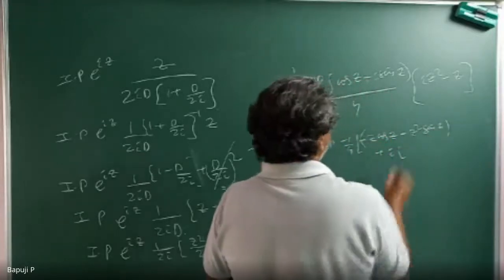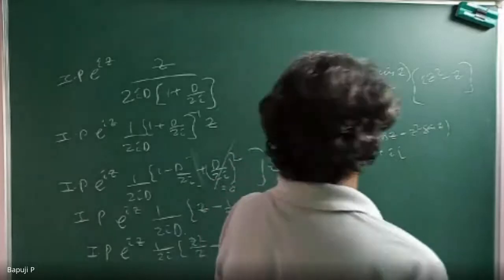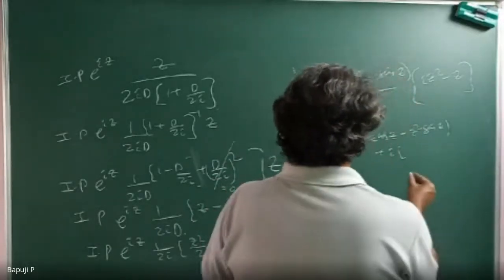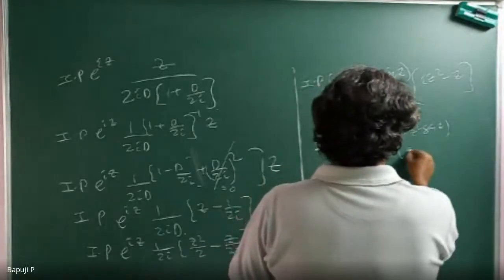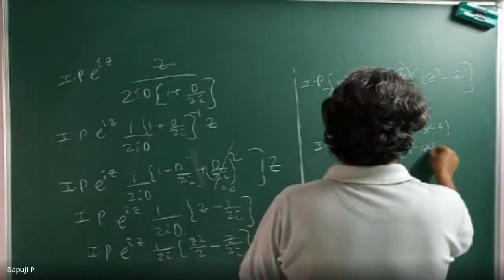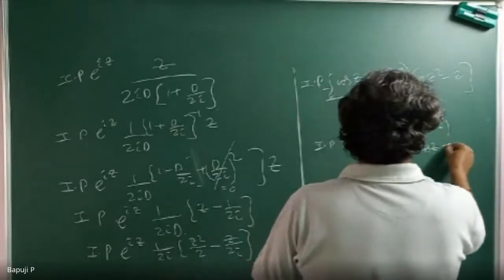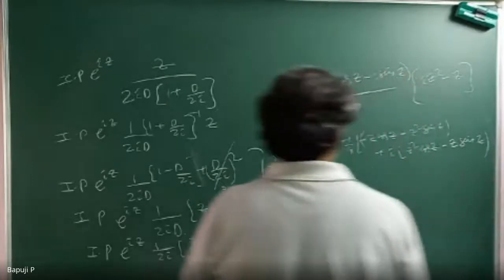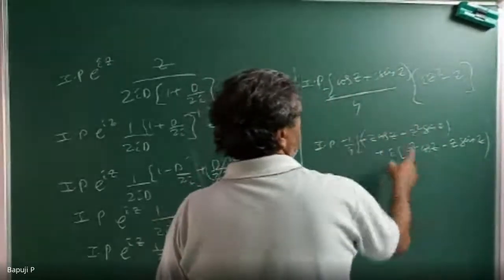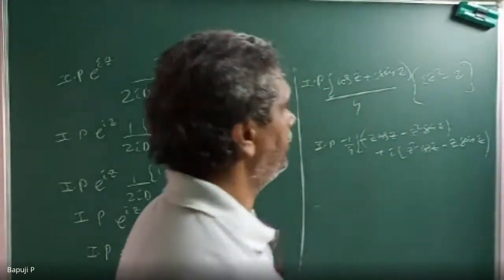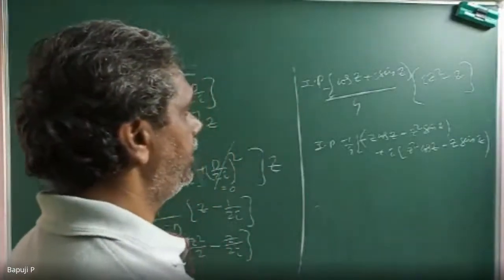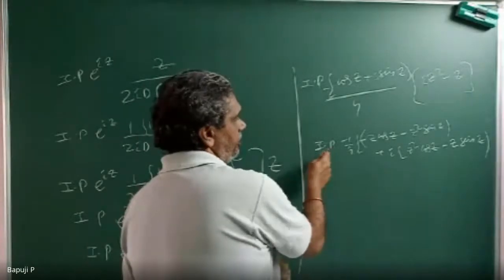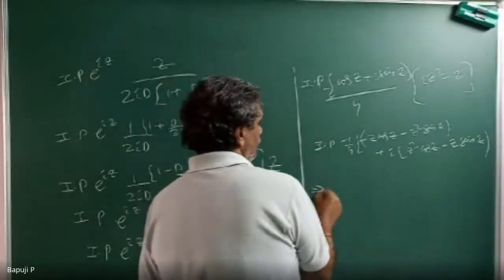Plus i into the imaginary part, what you will get? z square cos z minus z sin z. Correct or not? So this is the real part, this is the imaginary part. I am writing imaginary part of. In that take only the imaginary part. Now we can leave this term, up to that you can write imaginary part of. So this is equal to what? Minus 1 by 4.